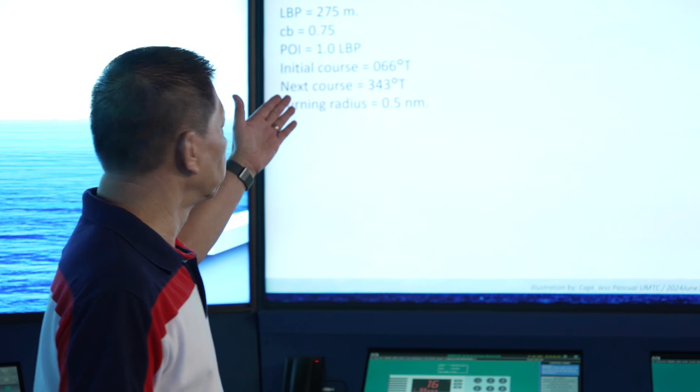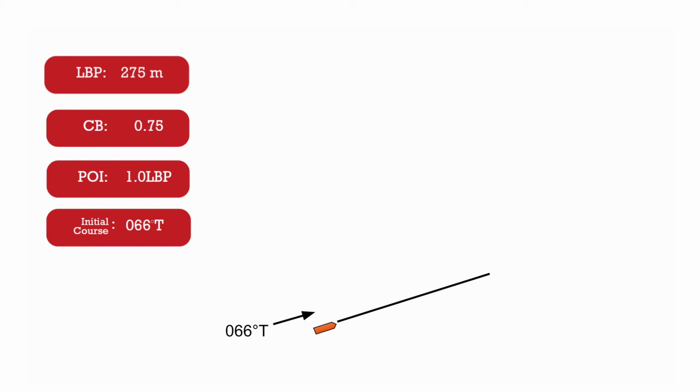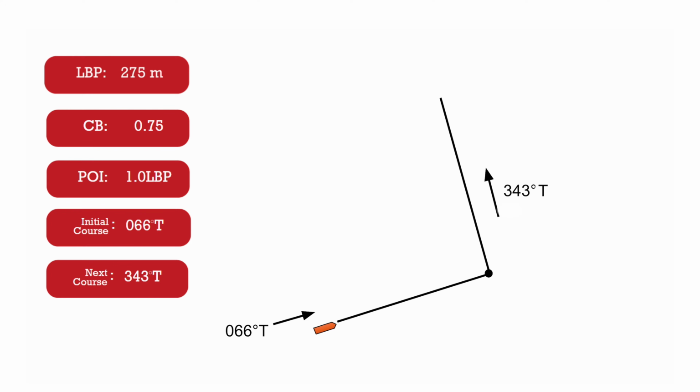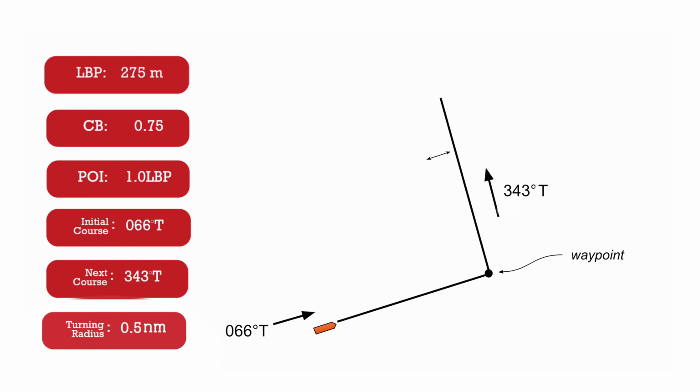Here, we have the given information. The length between perpendiculars, which is 275 meters. The block coefficient, which is 0.75. The POI, or the point to overcome inertia, which is also the F distance, which is one ship's length or one length between perpendiculars. The initial course, which is 066 degrees true, and the next course, which is 343 degrees true. The planned turning radius for this route is 0.5 nautical miles or half a mile.